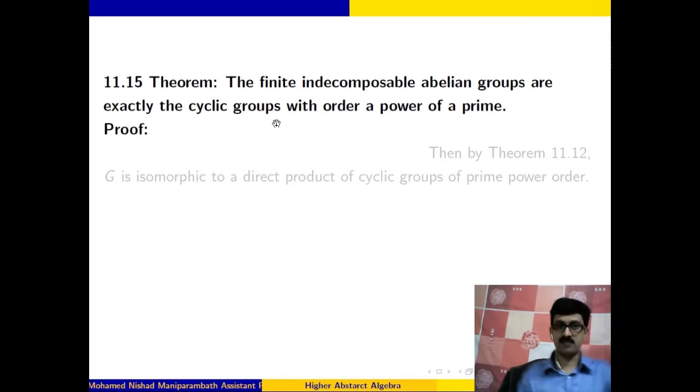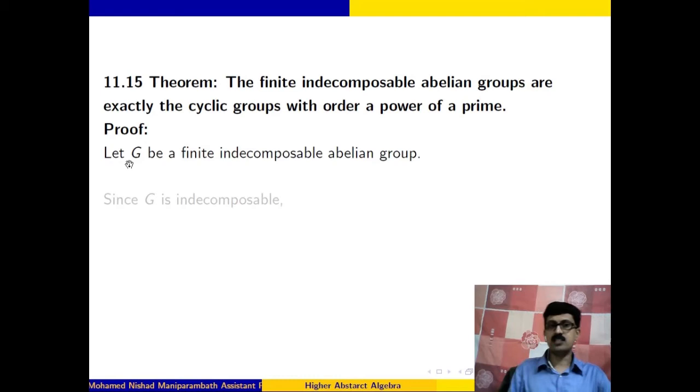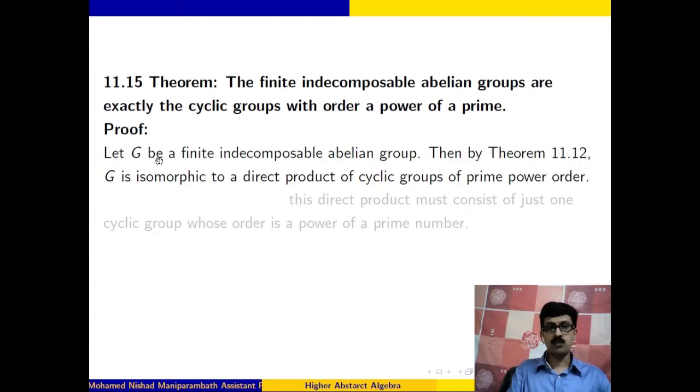How will we prove it? Firstly, we suppose that G is a finite and indecomposable abelian group. Because it is finite and indecomposable, G cannot be written as the direct product of two of its proper non-trivial subgroups. This is very important: it is finite as well as indecomposable, and it is abelian. We can move to theorem 1112. The theorem 1112, as we said earlier, is our fundamental theorem of finitely generated abelian groups.